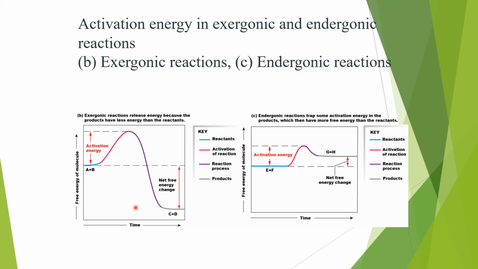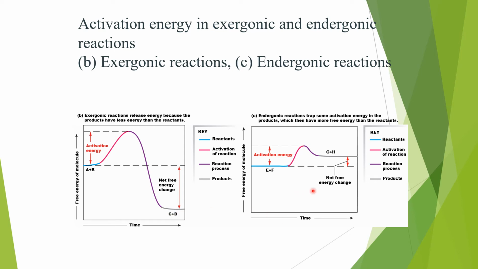The products, notice how the products have way less energy. Why do the products have way less energy? That tells you that this reaction is exergonic. This tells you that energy was actually lost or released by the reactants when they were reacting together to give the products. And so because energy was lost and released, those products have less energy compared to the reactants.